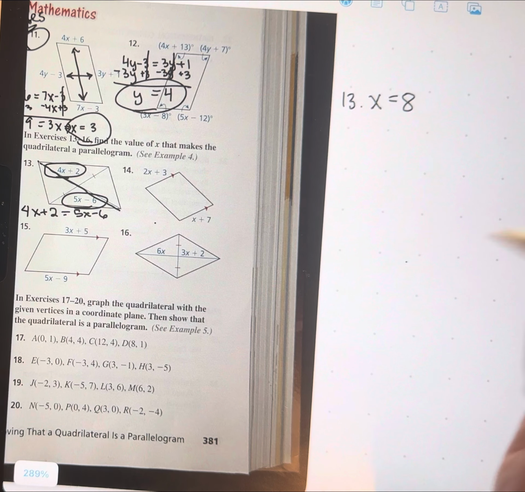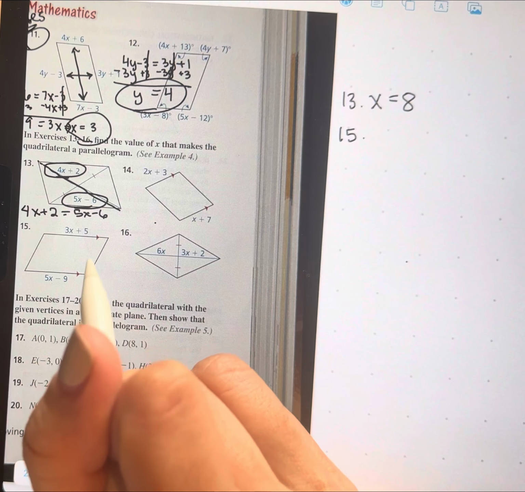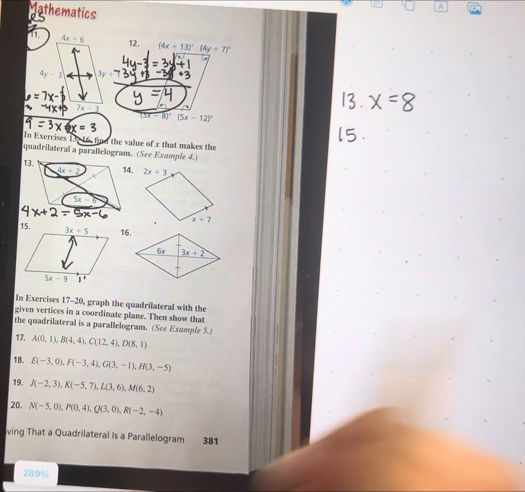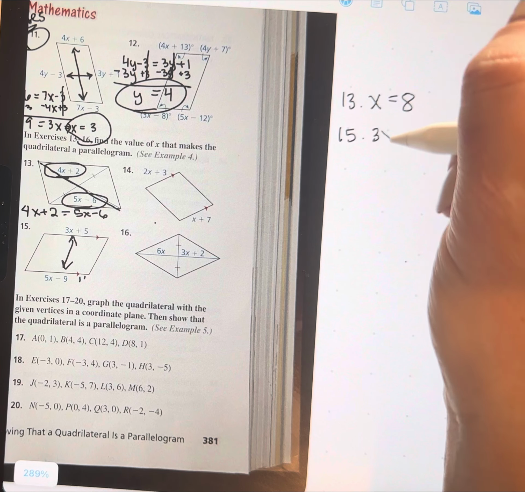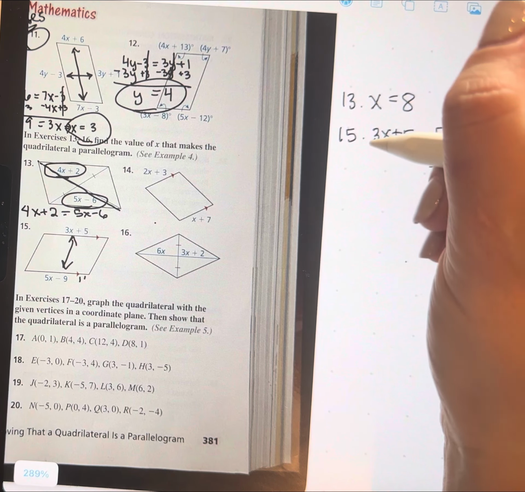And that's it. Okay, number 15. Opposite sides have to be parallel, they are, and congruent. So we set 3x plus 5 equal to 5x minus 9. And then subtract the 3x from both sides.